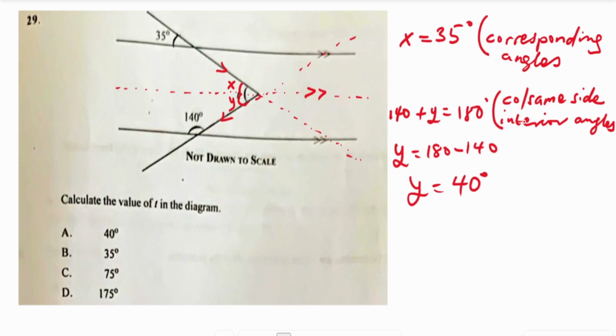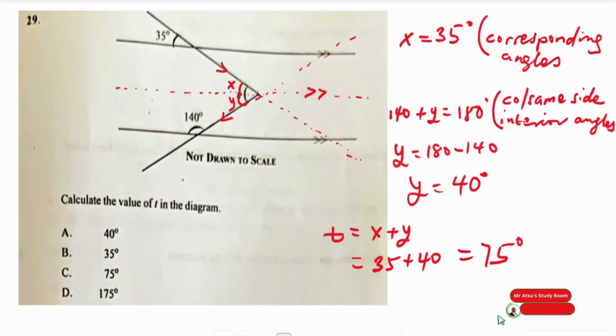And now we know that T equals X plus Y. And that will be 35 plus 40, and that is 75 degrees. And looking through, that is option C. Let's move to question 37.